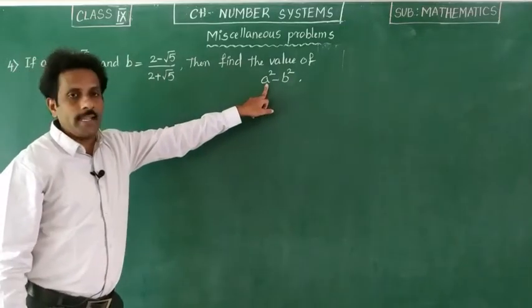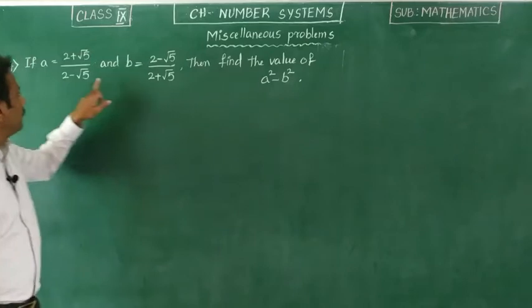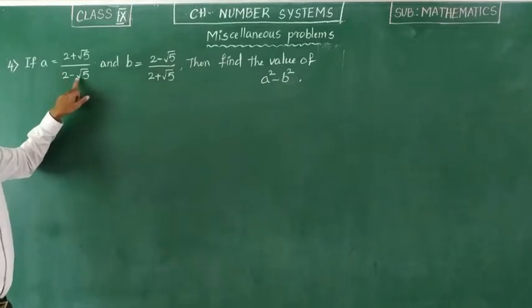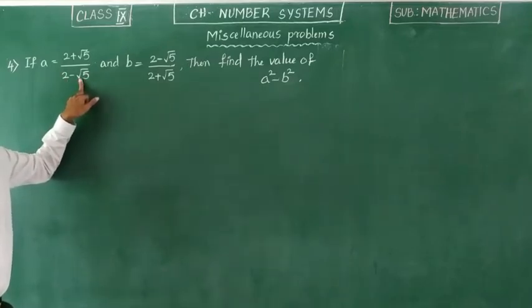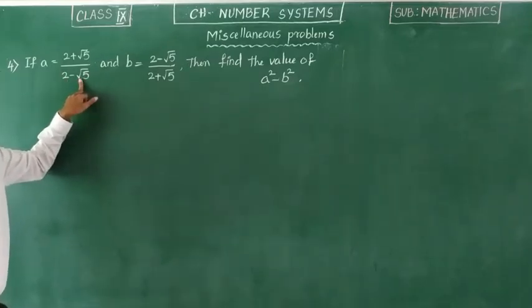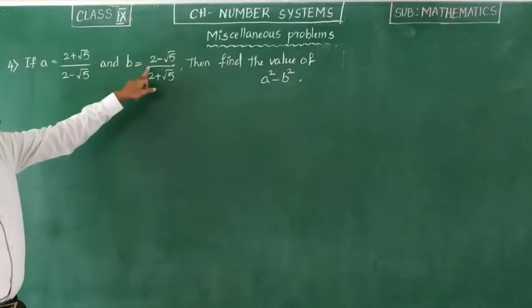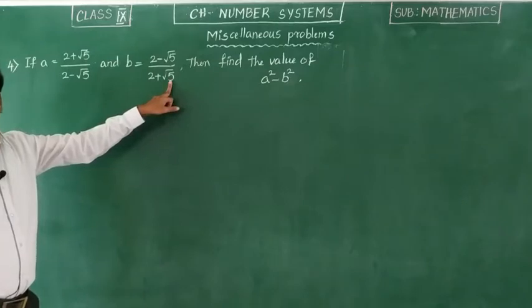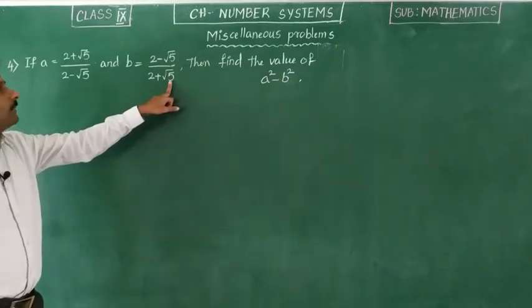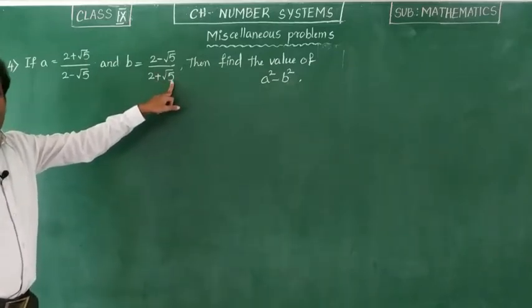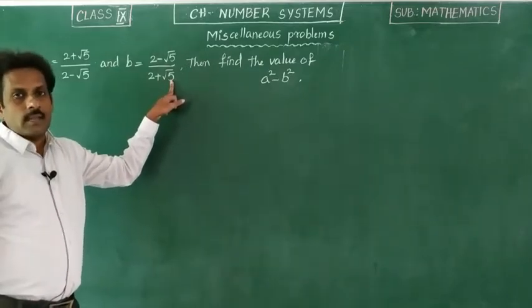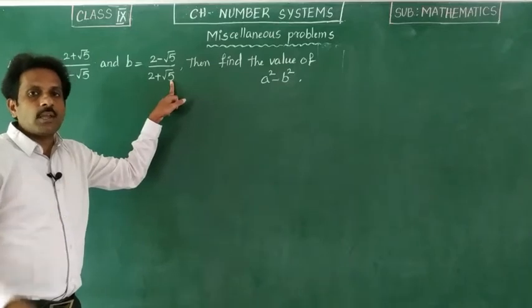If you square a to get a square, the denominator of a is 2 minus root 5. Again by squaring the same 2 minus root 5, you get an irrational number. So a square also will be an irrational number. Whereas b is given as (2 minus root 5) upon (2 plus root 5). By multiplying again by the same 2 plus root 5, we multiply the denominators, and again you get irrational numbers.